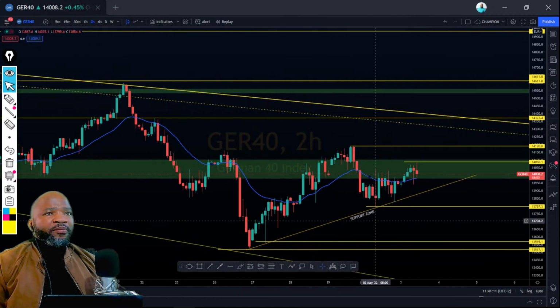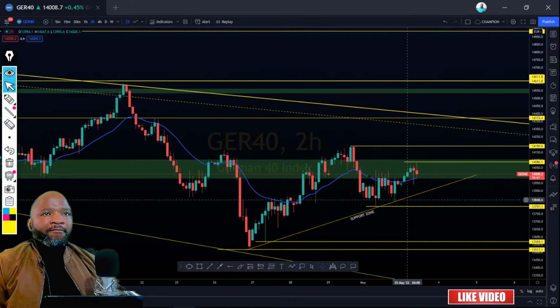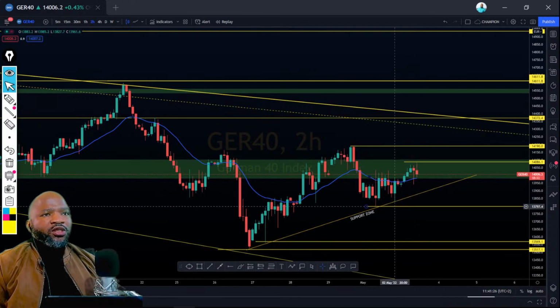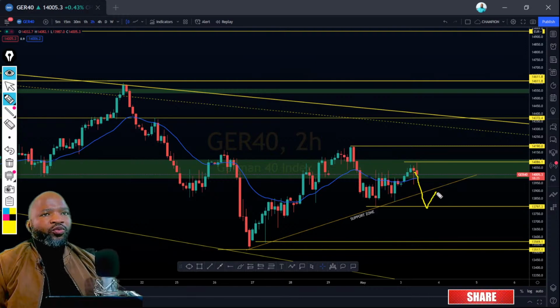This is our German 40. You can see the price is above the 21. But one thing that I'm looking for now is to see our price breaking this diagonal zone and pushing towards the downside.